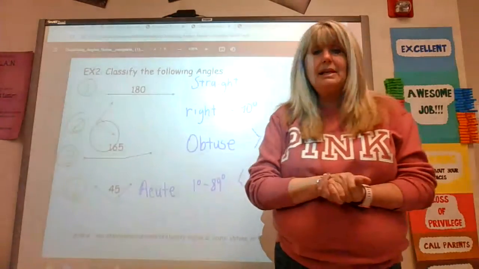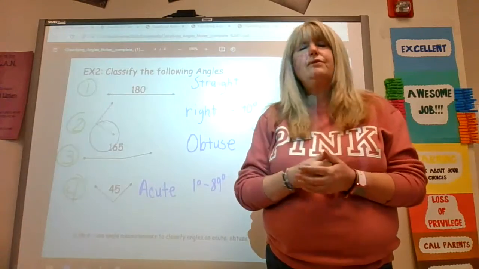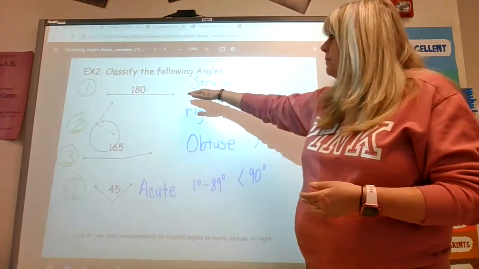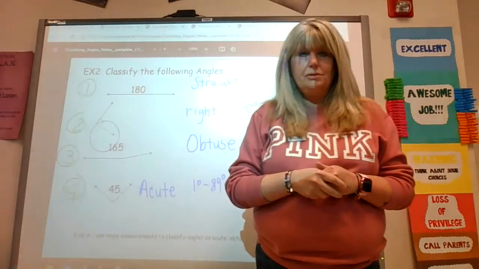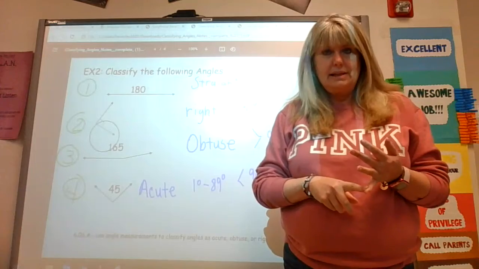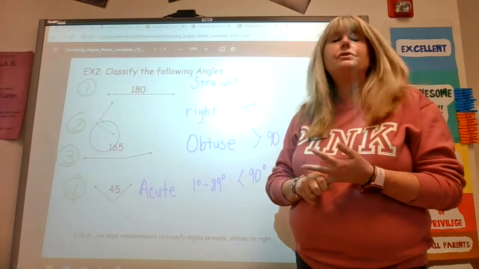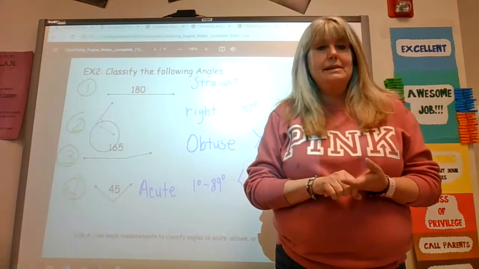Okay, so today's lesson, we're starting off with our notes, talking about the four different types of angles. This one we really don't consider an angle, we consider it a line, but it is called a straight angle, so just know that. So we are talking about acute, less than 90 degrees, obtuse, greater than 90 degrees, and right, exactly 90 degrees.